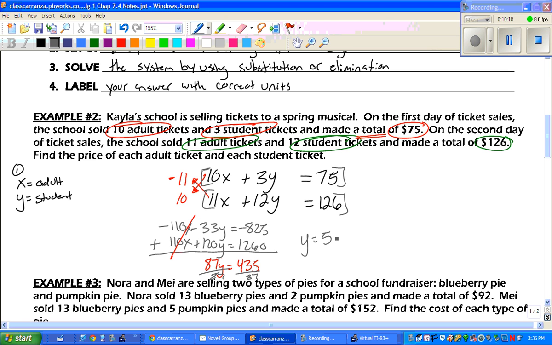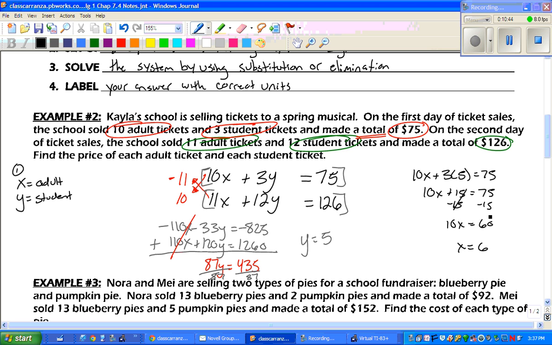Well, now that we know what y is, let's plug it back in. So 10x plus 3 times 5 equals 75. 3 times 5 is 15. Subtract the 15 from both sides. We get 10x equals 60. And from there, you should know that x equals 6.